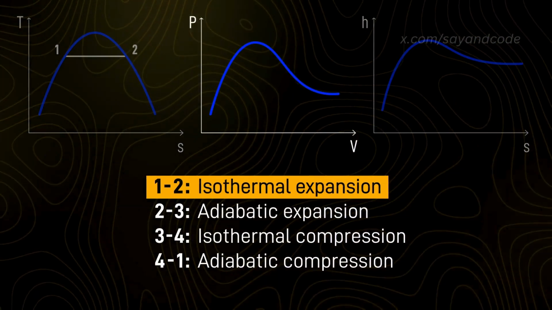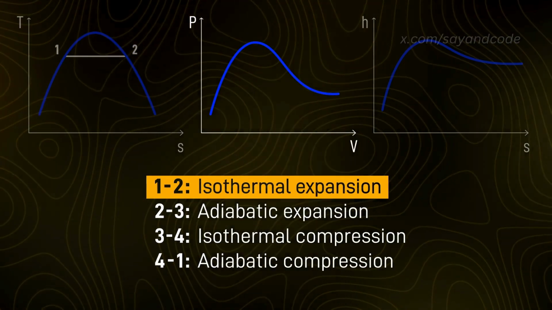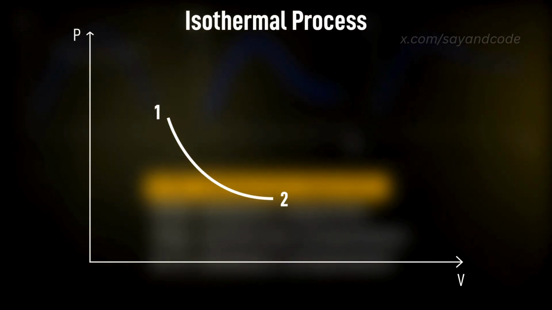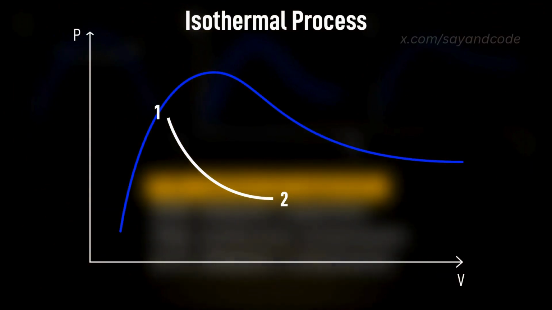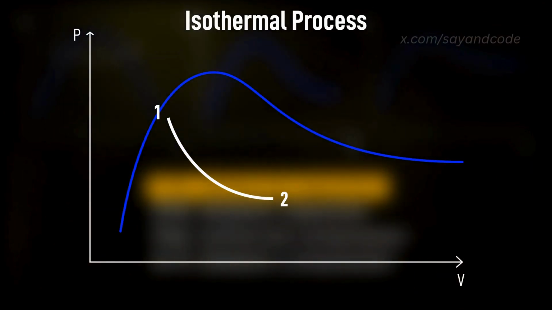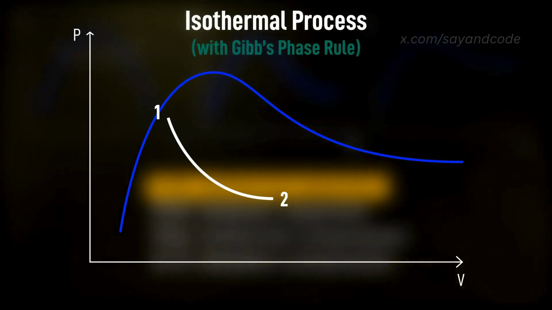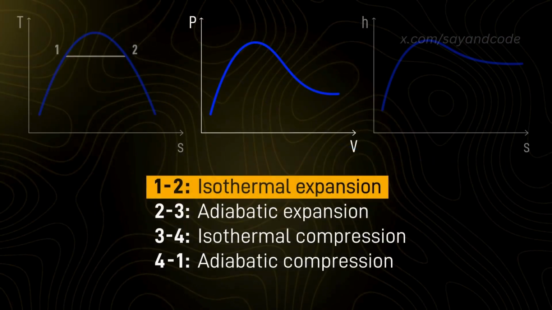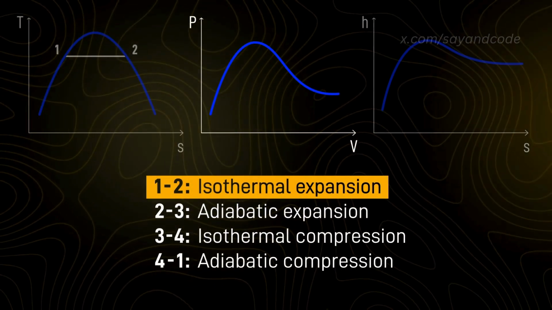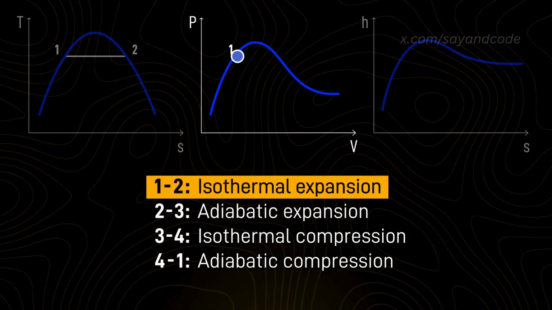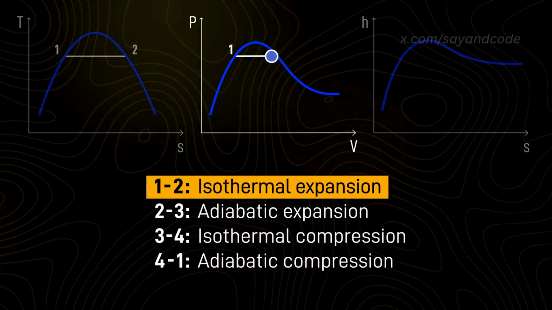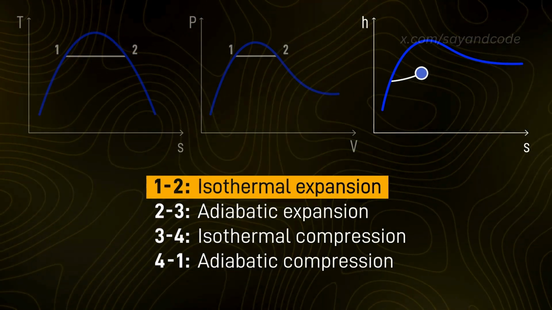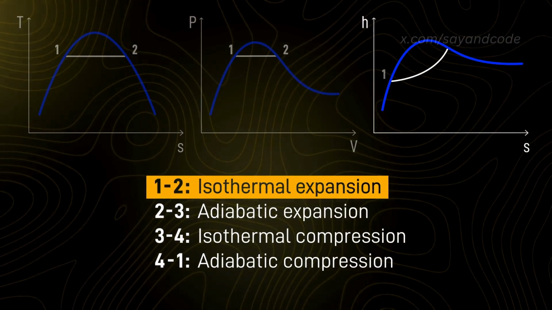Next, in the PV diagram, there's something interesting happening. Usually, isothermal processes are drawn as a parabolic curve. But when the system is a mixture of 2 phases, such as liquid and gas, there is a special rule called Gibbs phase rule, which says that when the temperature is constant, pressure will also be constant. So we draw this as a straight horizontal line for constant pressure, from the saturated liquid line on the left to the saturated vapor line on the right. And for the HS diagram, we draw a curved line symbolizing constant pressure from point 1 to 2.